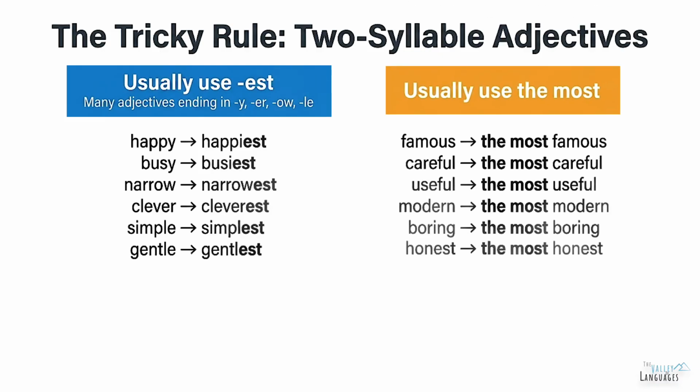But for most other two-syllable words, you'll usually use the most. Famous becomes the most famous. Careful becomes the most careful. And boring is the most boring.